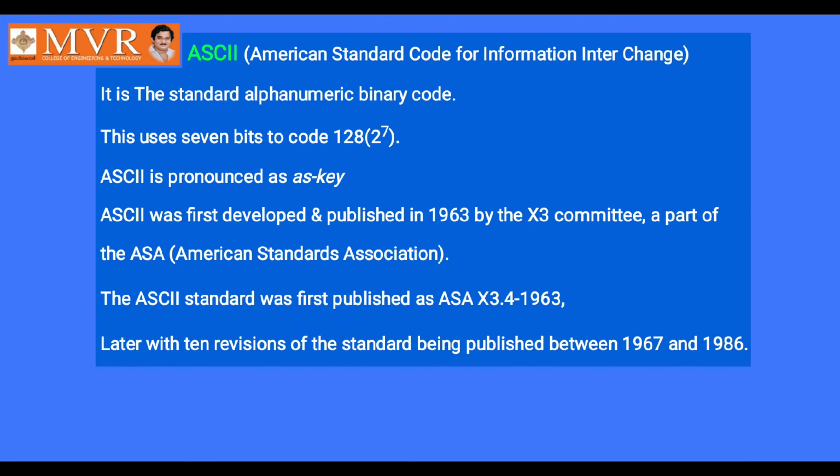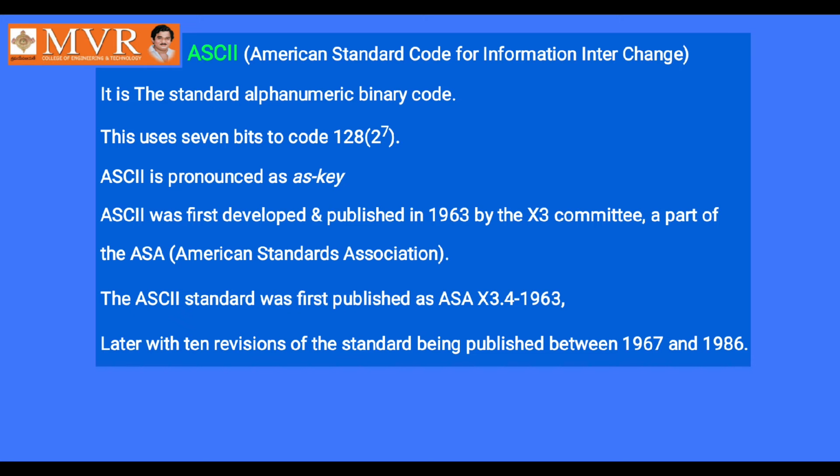This ASCII code is pronounced as ASCII, and it was first developed and published in the year 1963 by the X3 committee. The committee was formed by American IT corporations as the X3 committee, and this X3 committee is a part of the American Standards Association, ASA.